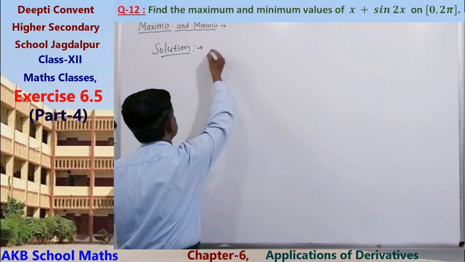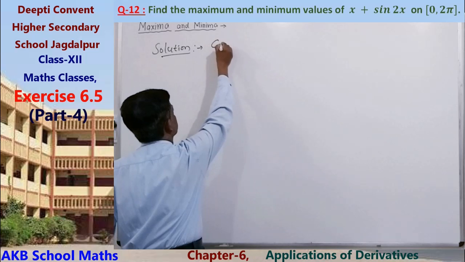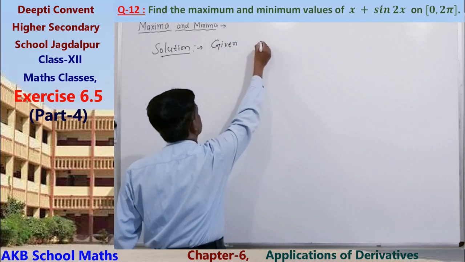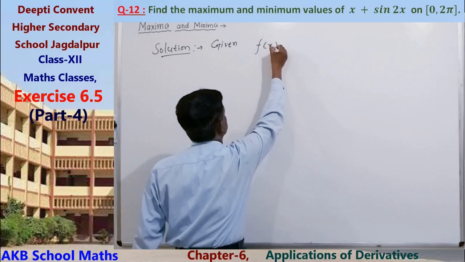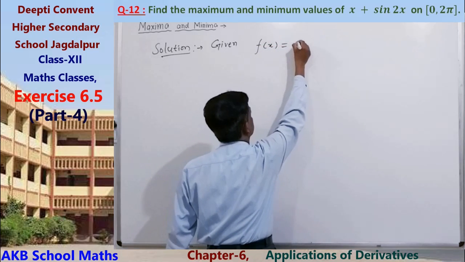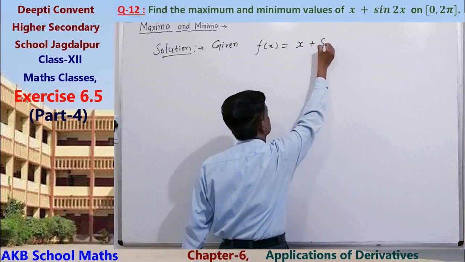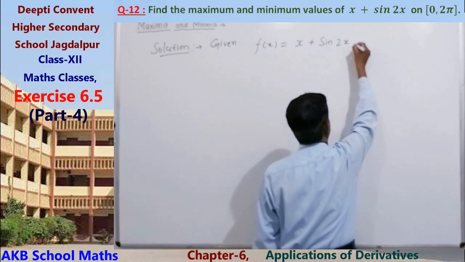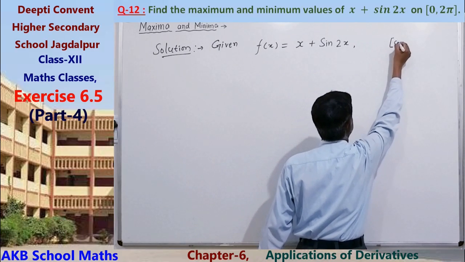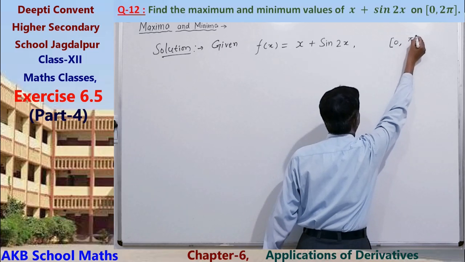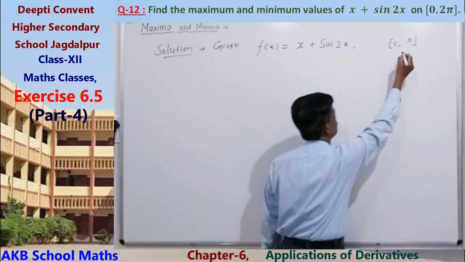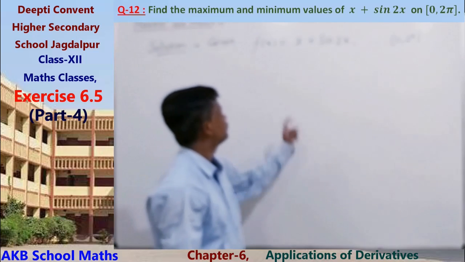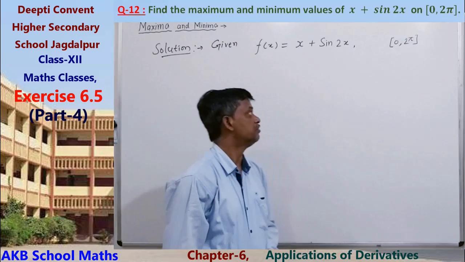So here, solution. Given function f(x) equals x plus sine 2x, and the interval is 0 to 2 pi. Here we also find the absolute maximum and minimum value.